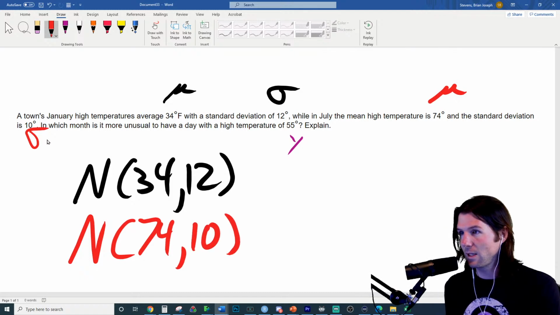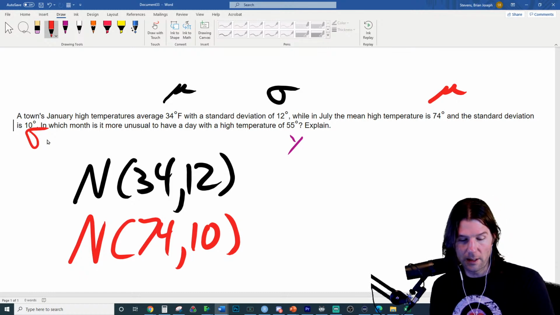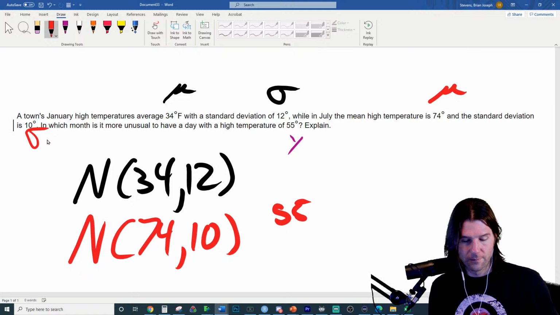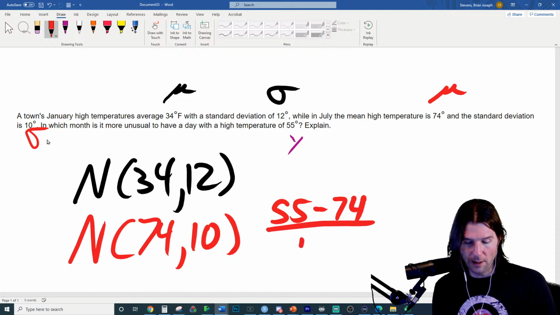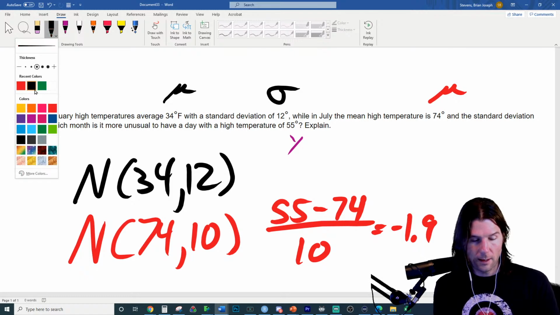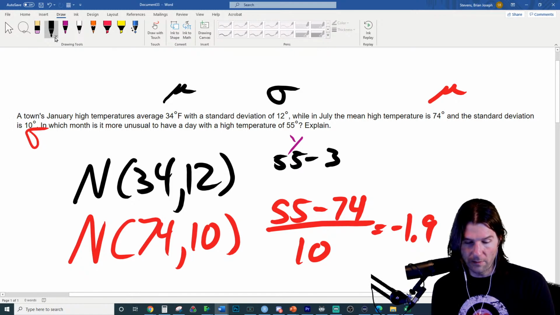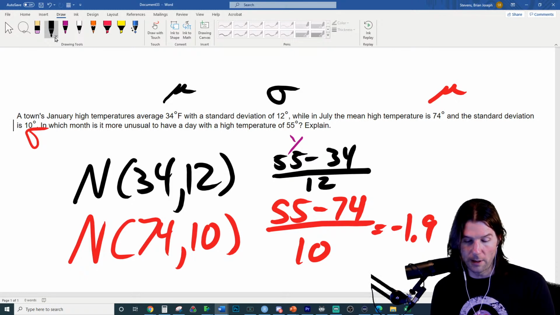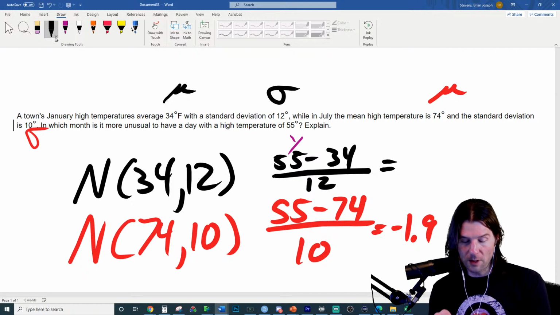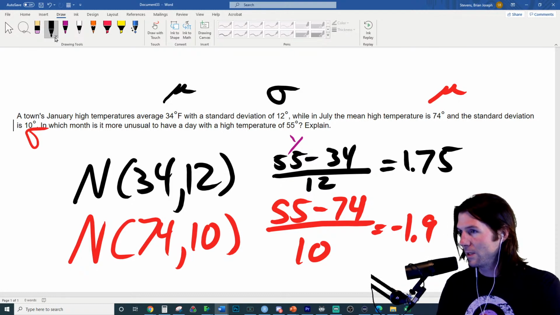And then we're just going to find the distance that this 55 is away. So in the bottom one, it's observation of 55 minus the mean of 74 over the standard deviation of 10. That should be negative 1.9. And the top one right here is observation of 55, same observation, with a mean of 34. That's a difference of 21, right? Over a standard deviation of 12. So 1.75. I could check the mathematics, but please tell me if I'm wrong.